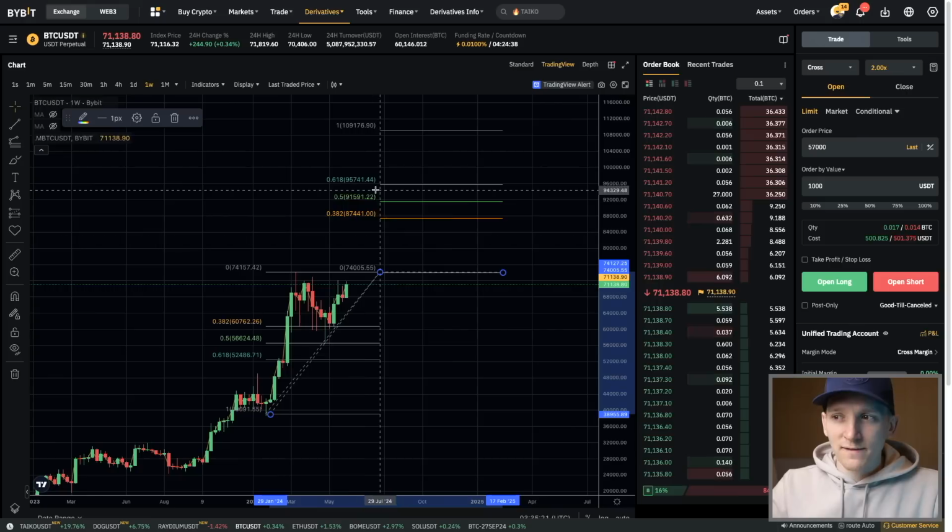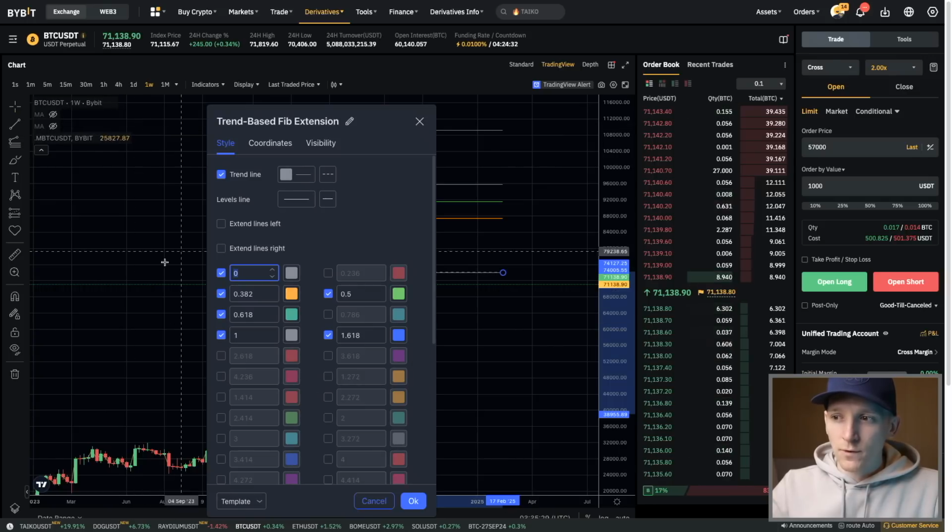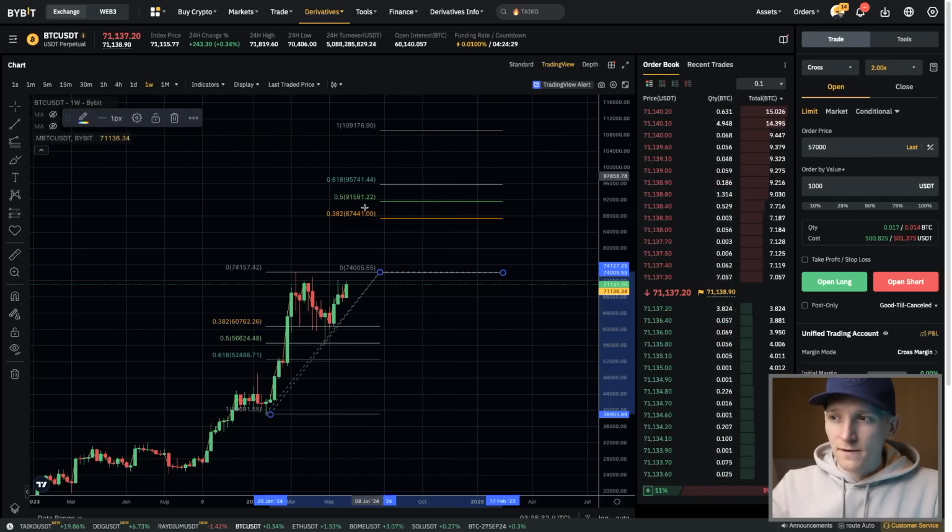I use these levels, which is the same as the retracement. Many other people may use some others. I think these are great. So I'm going to go to settings here just to show you. This is what I'm using. And that's that. So now we have potential extensions where an uptrend may continue to.